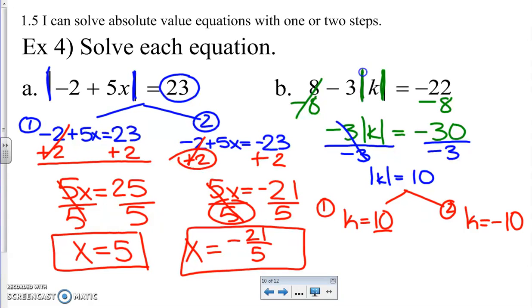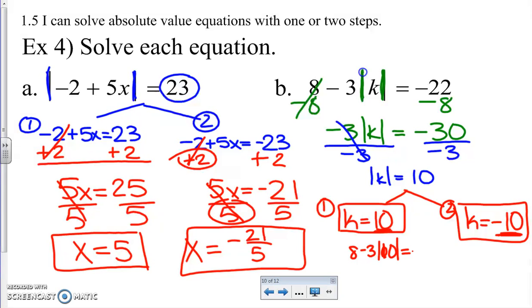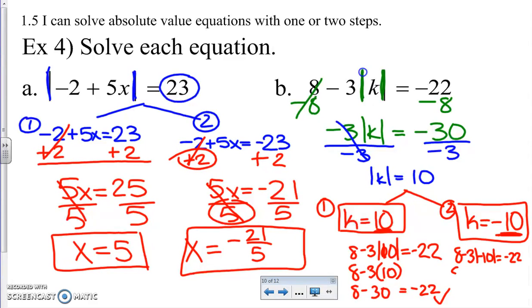So remember, we always use equation 1, we keep the constant positive, and then we turn it to a negative in equation 2. But I don't have any more solving to do because the k is completely isolated at this point. So if I plug 10 back into the problem, it should equal -22. So 8 minus 3, absolute value of 10 is still 10, and 8 minus 30 does in fact equal -22. I can check again with -10, but when I take absolute value of -10, it's still going to be positive, and now I'm at the same step that I was before, and it would be true.